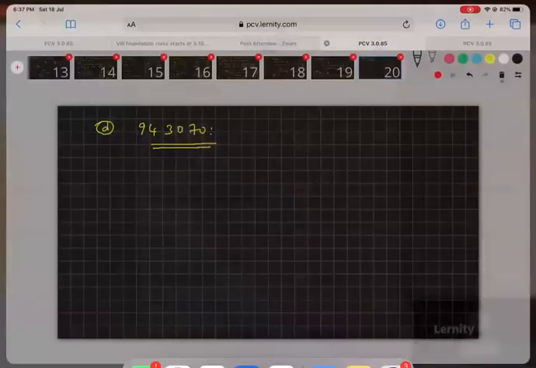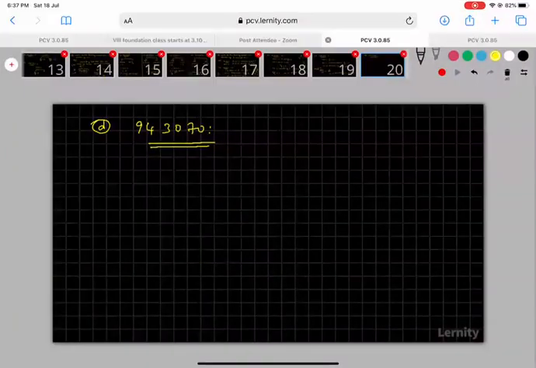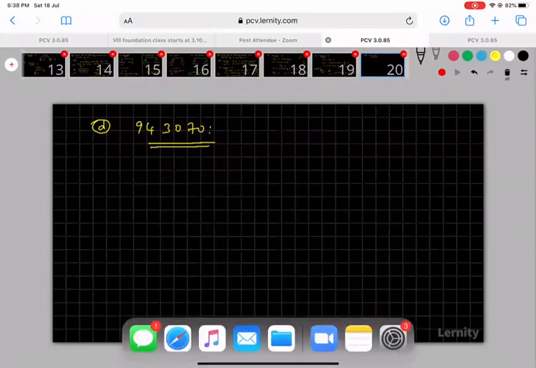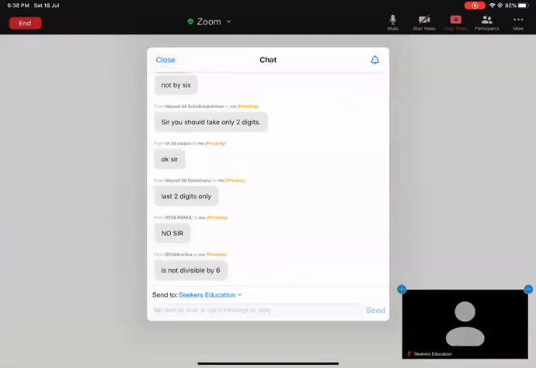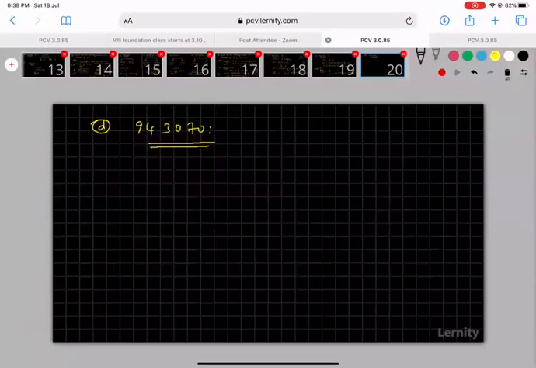Okay, so tell me about this answer, sir. Problem number D. Whether it is divisible by 6 or not. So the unit digit is 0, divisible by 2. And sum means here 9 plus 4 plus 3 plus 0 plus 7 plus 0. So we are getting 23, divided by 3, this is not divisible.